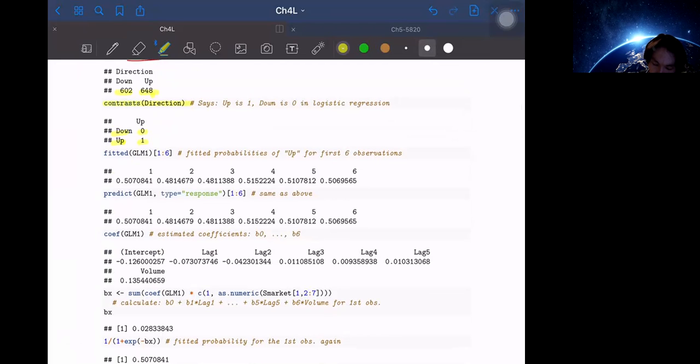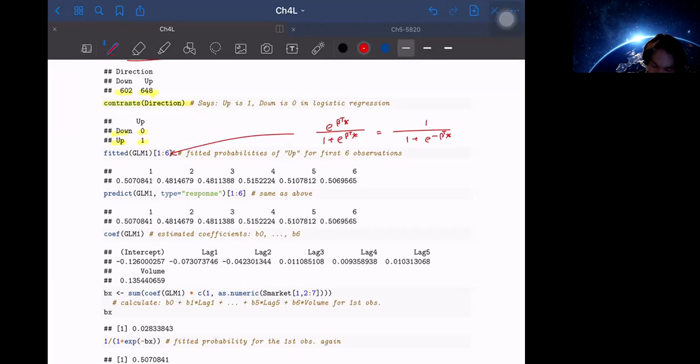And the fitted value is basically the expectation: exponential of beta transposed x over 1 plus exponential of beta transposed x, or you can say 1 over 1 plus e to the power negative beta transposed x. So here beta is the vector of coefficients. We have the 6 predictors, so we have the 6 components in beta, and x is the predictors, a 6-dimensional vector. So this is the predicted probability. So this is the fitted value.